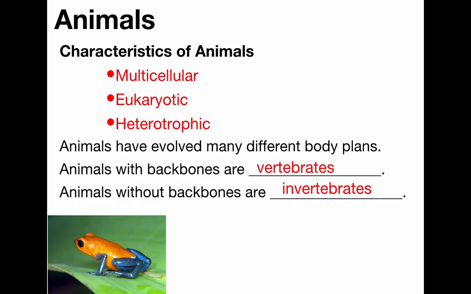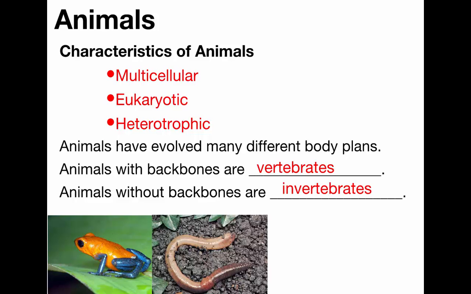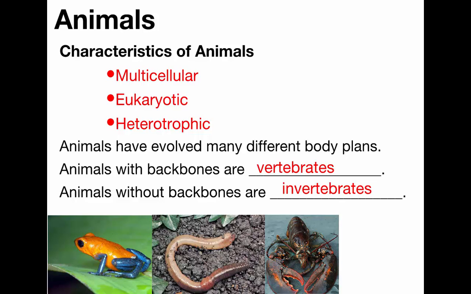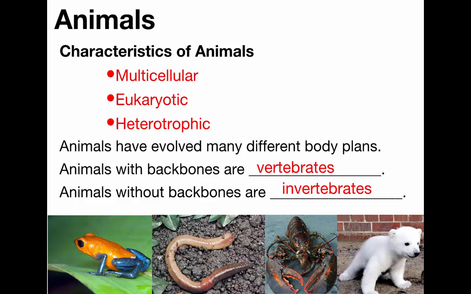Which group would this belong in? Jenna? That's a vertebrate. Frogs are vertebrates, yes. How about, raise your hand, earthworm? Yeah? Invertebrate. No bones in an earthworm. How about a lobster? Raise your hand. Yeah? Invertebrate. If you ever ate a whole lobster, there's no bones in there. It has a skeleton, but it's on the outside. It's called an exoskeleton. And then a cute little polar bear.